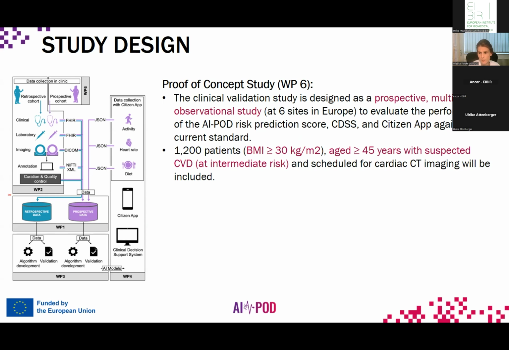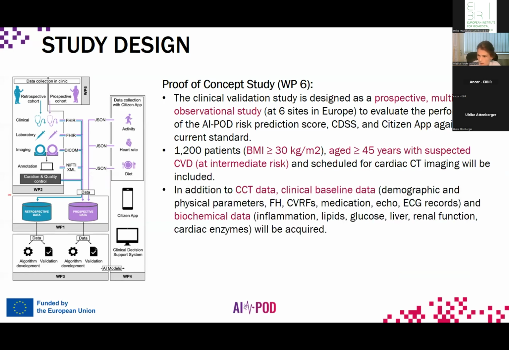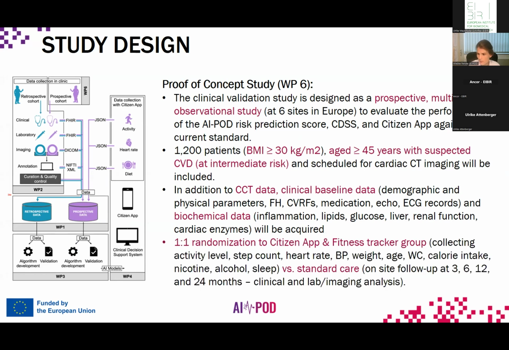So we are focusing purposely here on an intermediate risk population scheduled for cardiac CT imaging. In addition to the imaging data, we will acquire a comprehensive full set of clinical baseline and also biochemical data, and patients then will be randomized one-to-one to a citizen app and fitness tracker equipped group versus standard care.